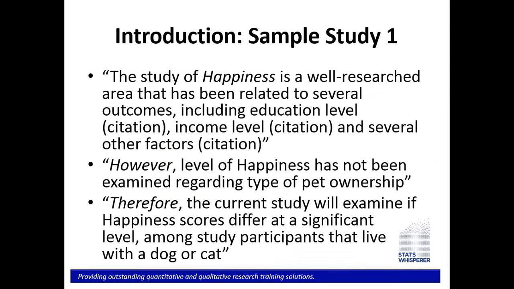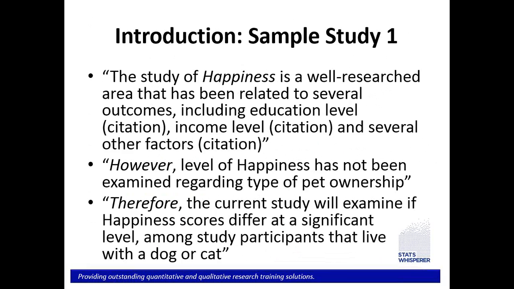For example, if we're talking about sample study 1, we could say something like this. The study of happiness is a well-researched area that has been related to several outcomes. Right? So we're illustrating why it's important. Including educational level, income level, and several other factors. And we're providing citations, other studies, right? So since we're doing an empirical study, it would be nice to have other empirical studies cited, but it's also, like we said, okay to cite some theoretical studies and so on, right?